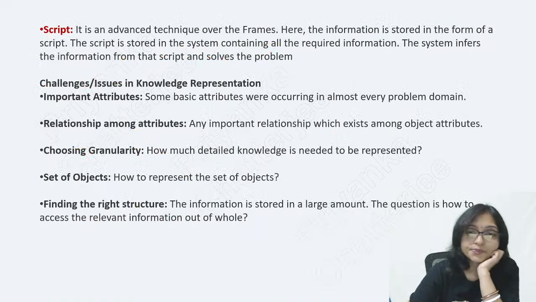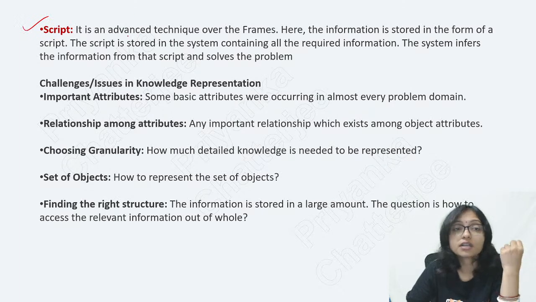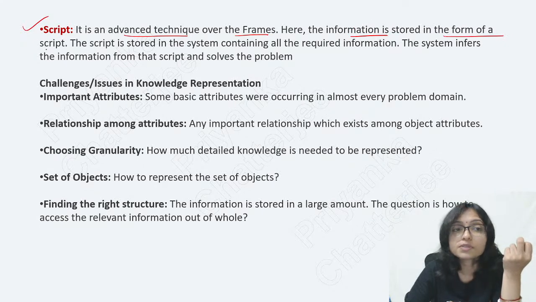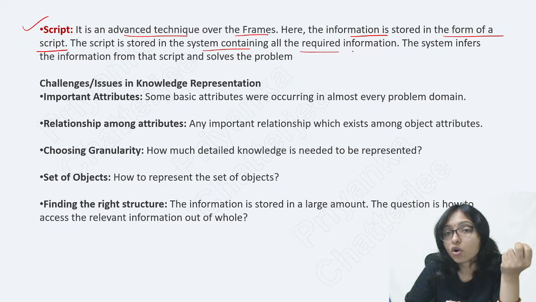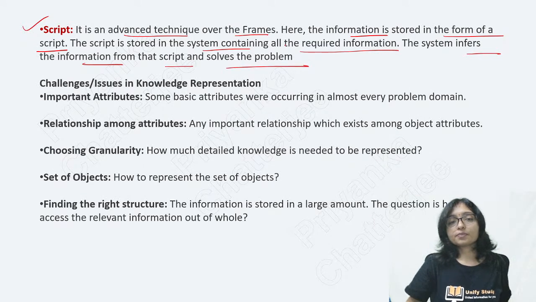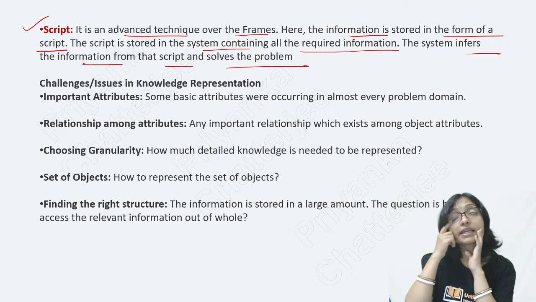Is that clear? Next one is the script representation. Script means what? It is an advanced technique over the frame, where the information is stored in the form of a script. The script stored in the system contains all the required information, and the system infers the information from the script for solving the problem. So this is called the script representation. It is a little bit higher level than the frame.